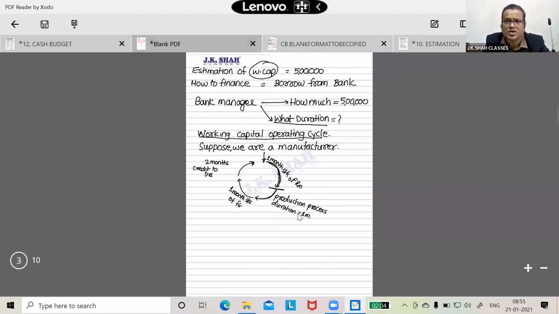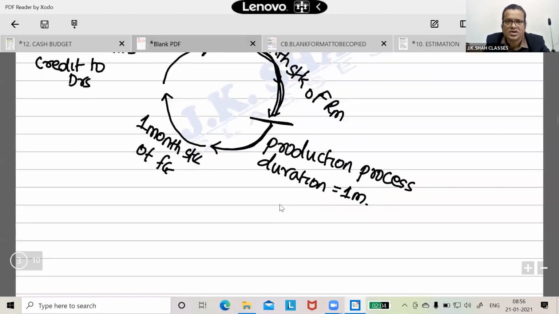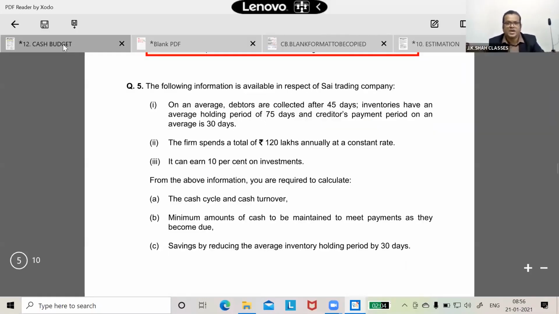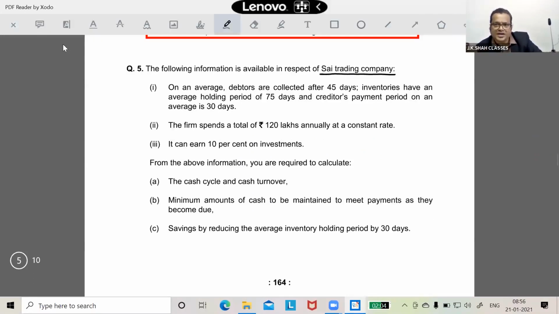So he's holding raw material stock, he's holding WIP stock, etc. If he is a trader, so will he hold raw material stock? No. If he's a trader, he doesn't hold raw material and doesn't produce anything. He will just hold finished goods stock, sell it to the debtors and recover the money. So see what happens in this question. The following information is available in respect of Sai Trading Company. As the name clearly suggests, he is a trader.